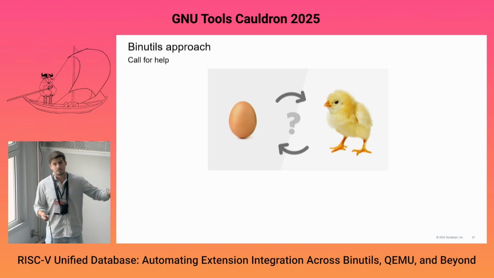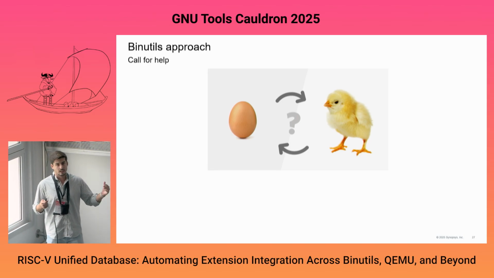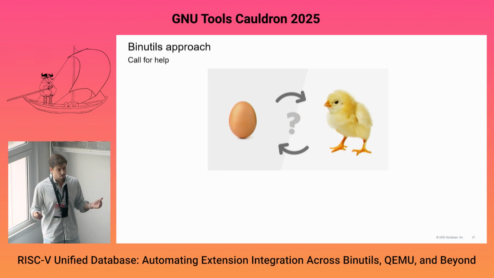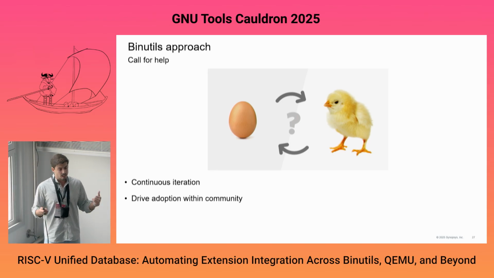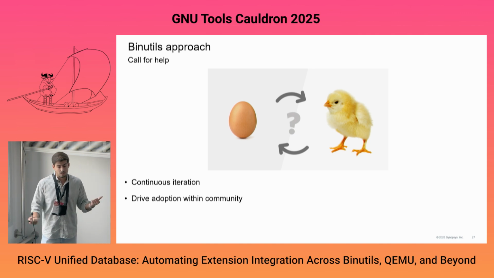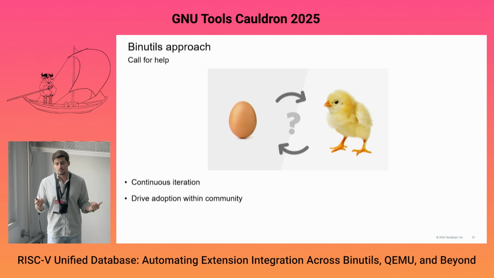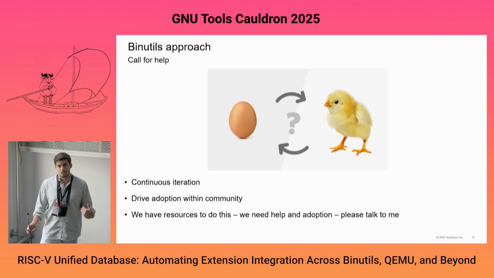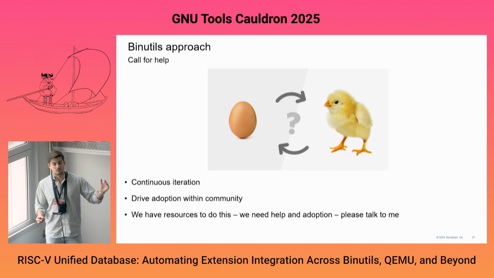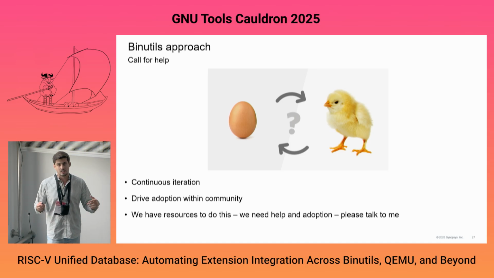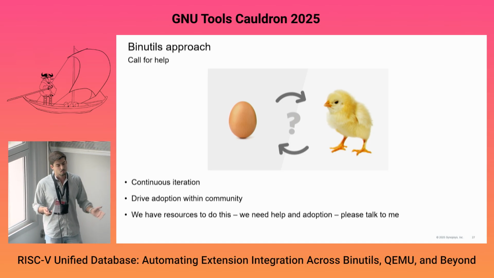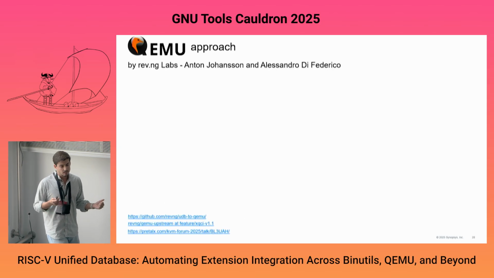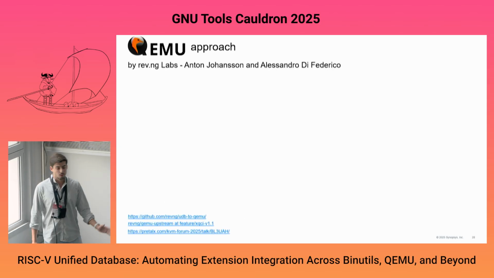And I have a proof of concept here. If you want to go over it and enhance it, or help me understand what we need to do to enhance it, I'm all for it. Please approach me. And yeah, we need iteration. We need to drive adoption within the community to have this more standardized way for all the tools, not just for Binutils. And we have some resources to do this. There are mentees working on this from the RISC-V mentorship, and they are actively working on this project. So please talk to me, and let's see how we can make this all work. So this was the Binutils approach. Now let's go on to QEMU.